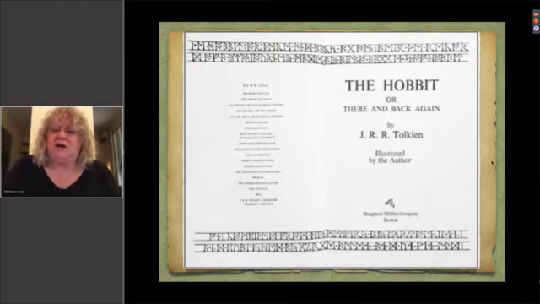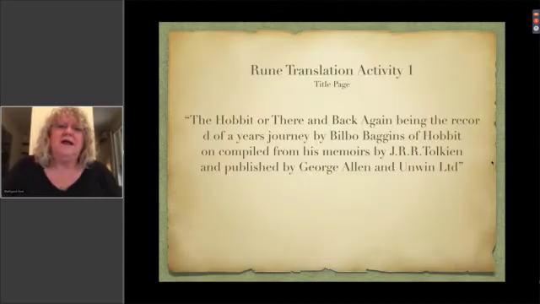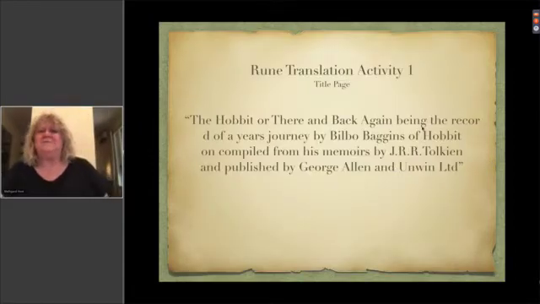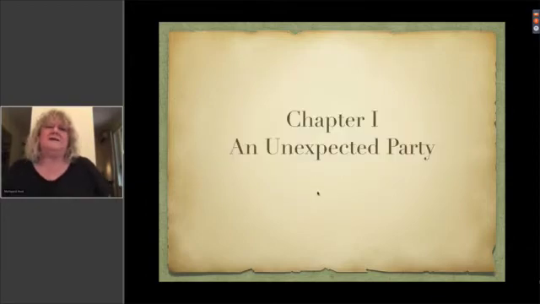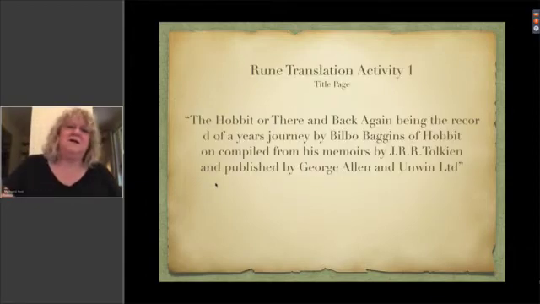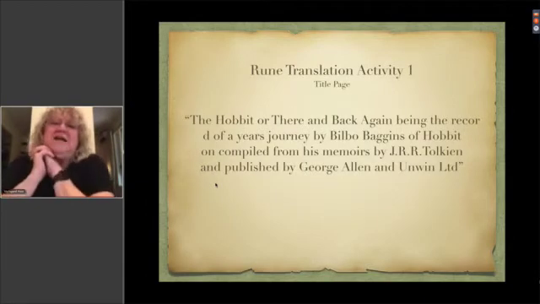So we're going to take a look at our translations here. If you take a look here, this says, The Hobbit or There and Back Again, being the record, and then the dot doesn't come until after this D. The record of a year's journey by Bilbo Baggins of Hobbiton, compiled from his memoirs by J.R.R. Tolkien and published, there we go, by George Allen and Unwin Limited.